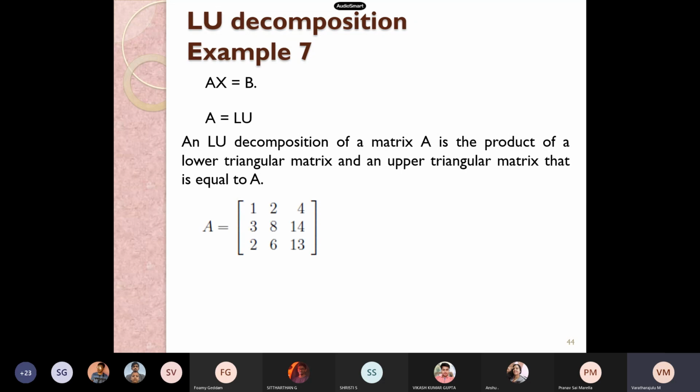You can start writing, copy down these contents. Example 7: we need to find the results for these coefficients, that is 1 2 4, 3 8 14 and 2 6 13, which is our given matrix A. I'll tell you the right-hand side, the RHS, once during getting the solution. Anyway, we'll begin with this given A.